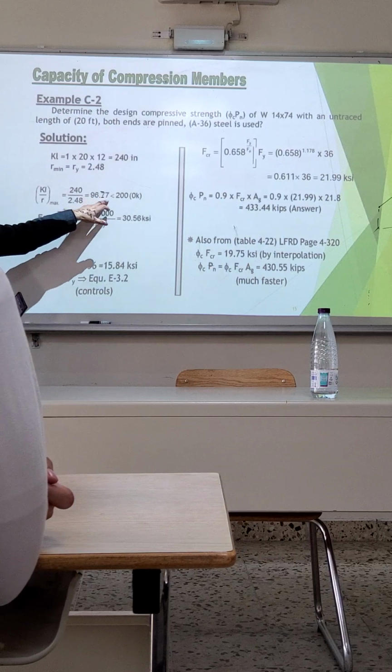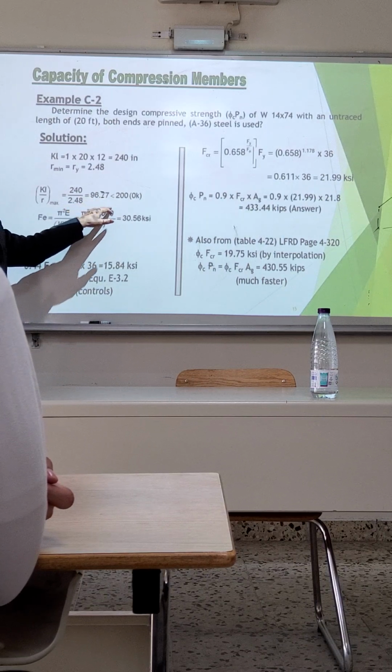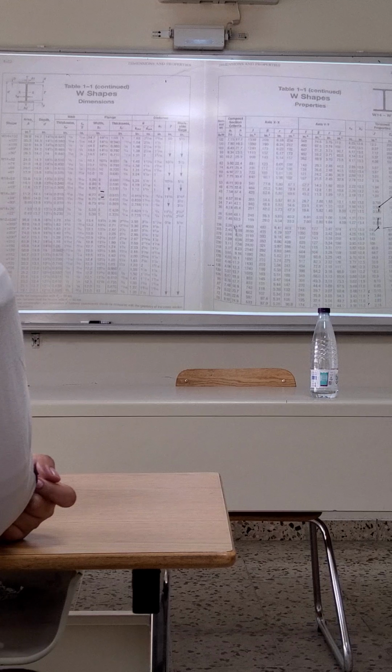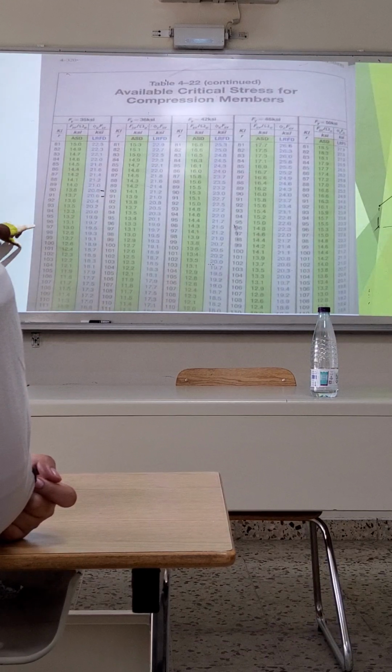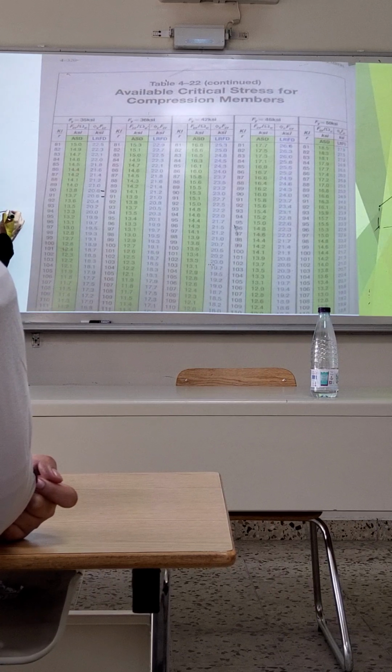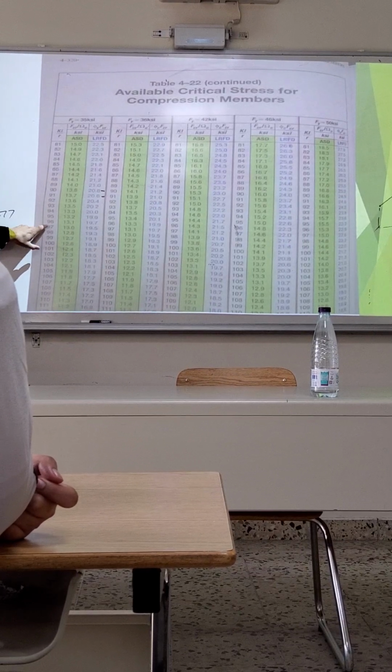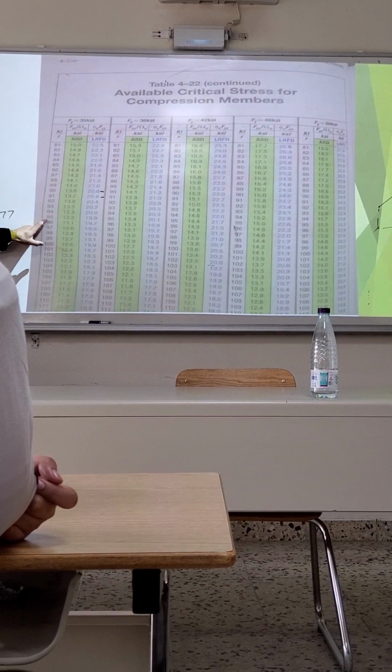Yes, 96.77. Now when we go to that table, 96.7 is not appearing anywhere. We have 96 and 97. So 96.77 is our requirement, the KL by R. But we don't find 96.77 anywhere. So 0.77, and this is 97. So that much difference.